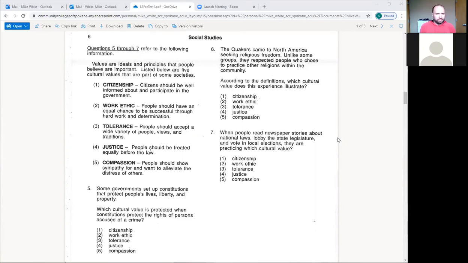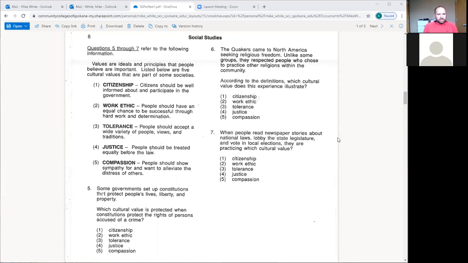All right, so I've gone through an old GED test and pulled out some government and civics type of questions. We're just going to skip around the test and look at the types of civics and government questions you might see. So questions 5, 6, and 7 we're going to do here, and I'll walk us through them.